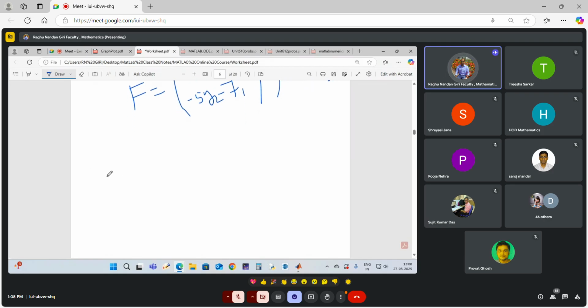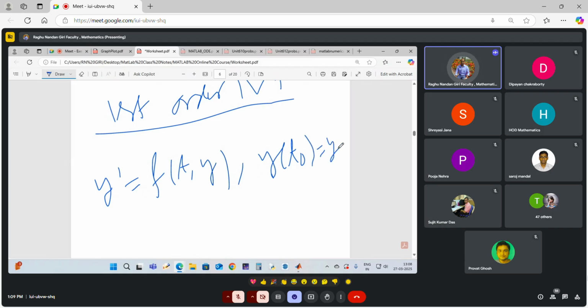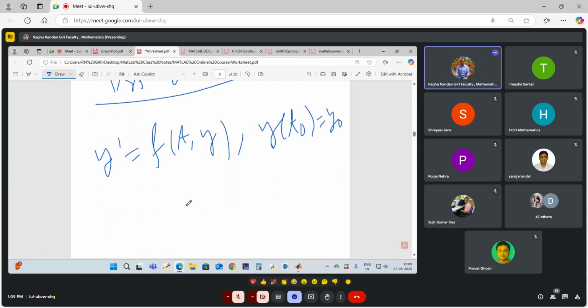So first I tell you how to solve the first order initial value problem. That means you have y dash equal to f of t comma y with y of t0 equal to suppose y0. At the initial point there is a value. This is the first order ODE.